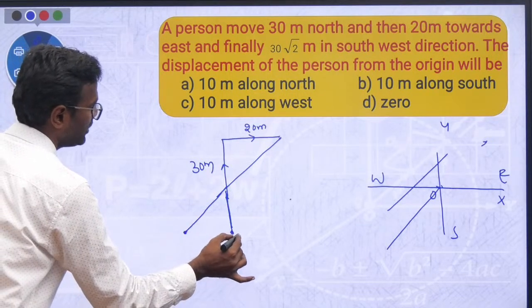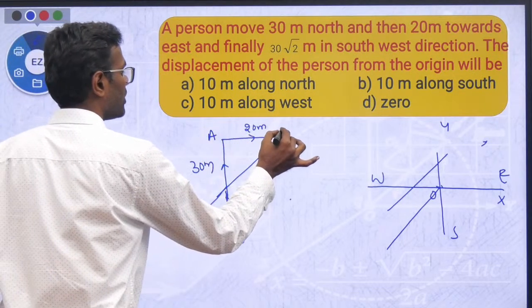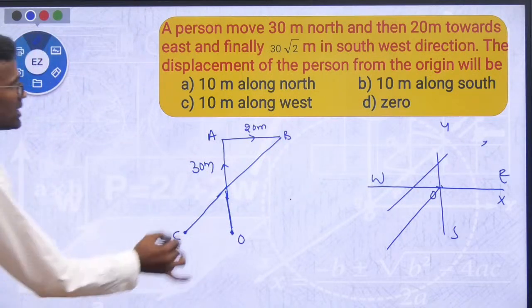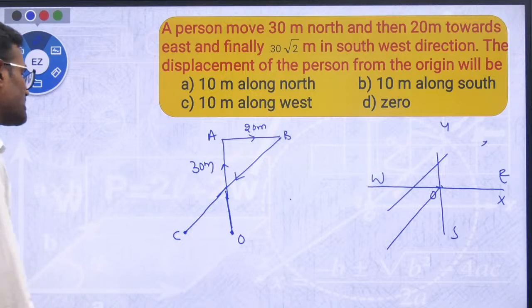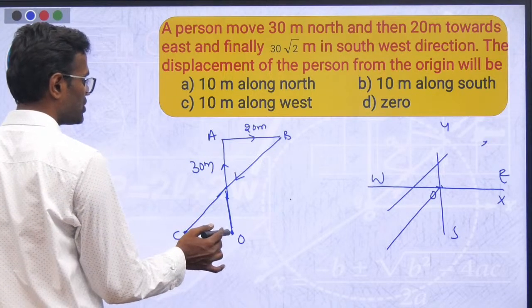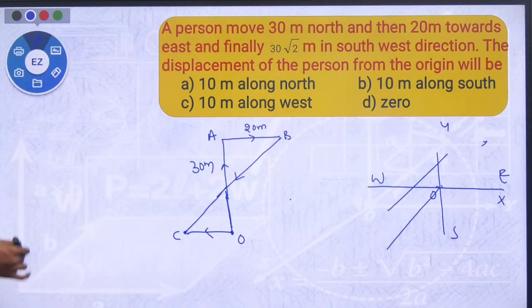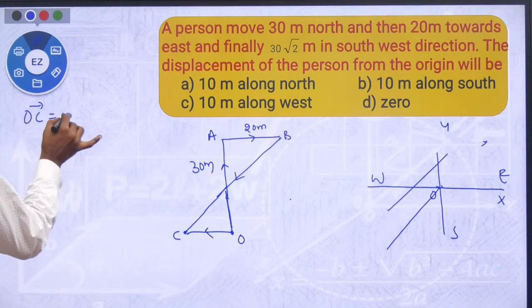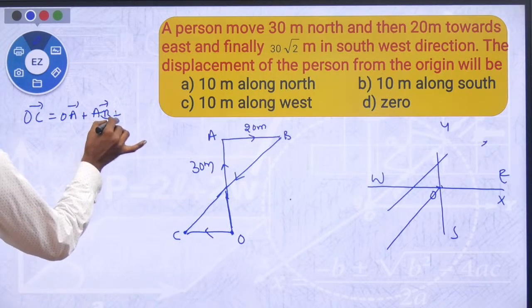Yeah, this is the starting point. Let me write O. This point is A, this point is B, this point is C. So what is being asked? The displacement of the person from the origin. This is the final position and this is the displacement. OC is equal to how much? In vector notation, OC is equal to OA bar plus AB bar plus BC bar.